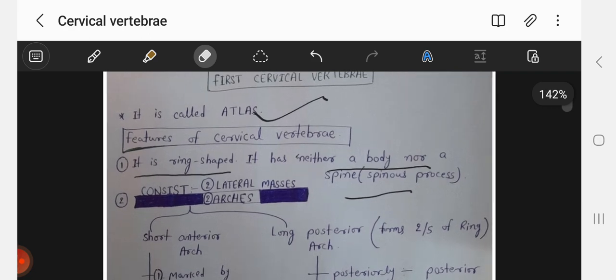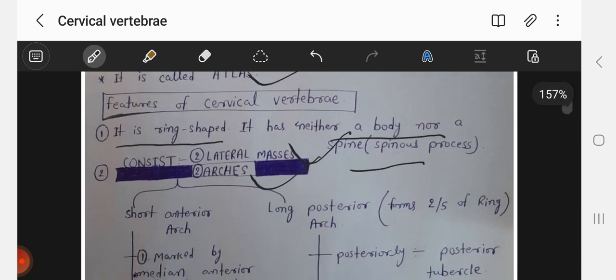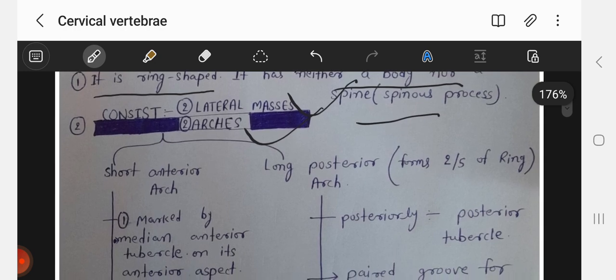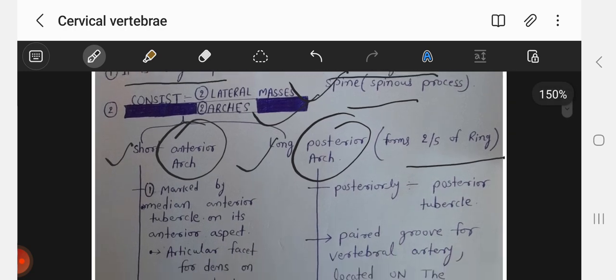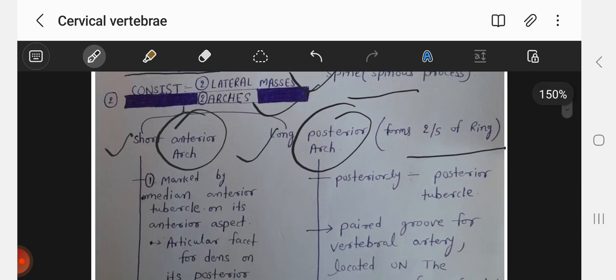The first cervical vertebra consists of two lateral masses and two arches. First, let's study the two arches. The two arches are the anterior arch and the posterior arch. The anterior arch is short and the posterior arch is long, and forms 2/5 of the ring. I will show you where the anterior arch and the posterior arch are located in this image.